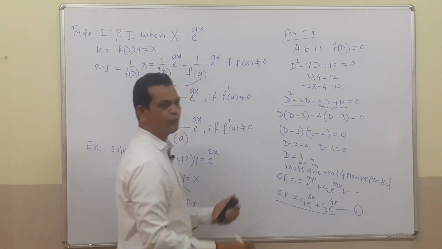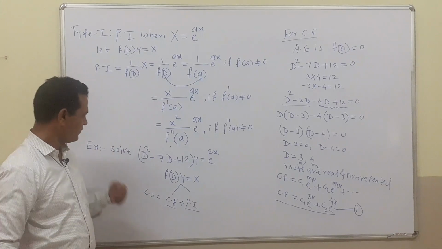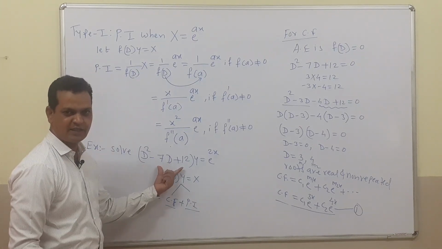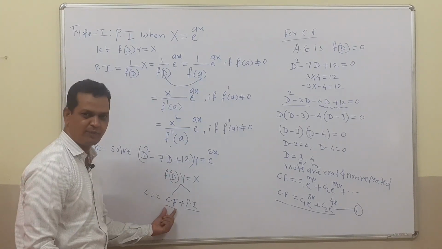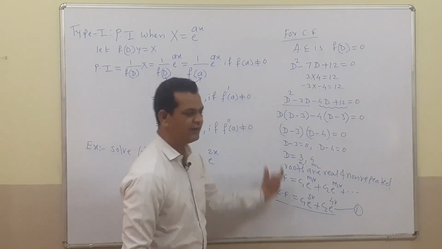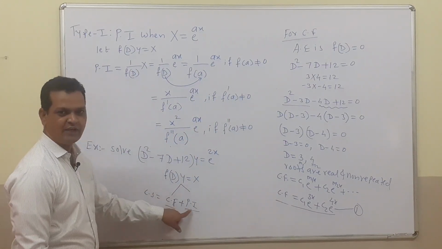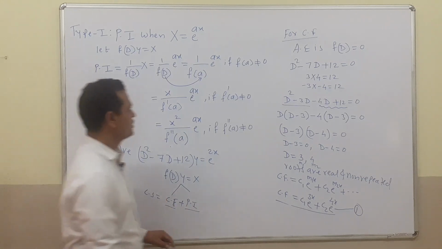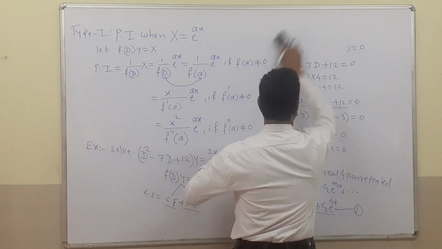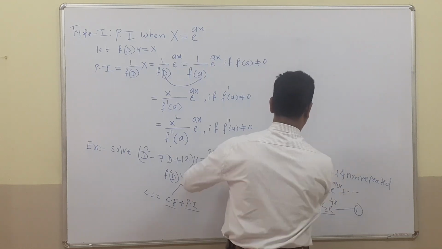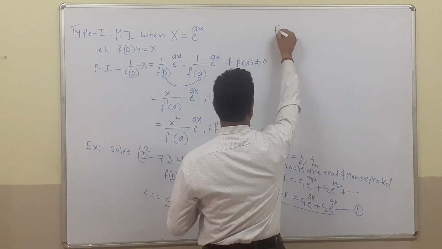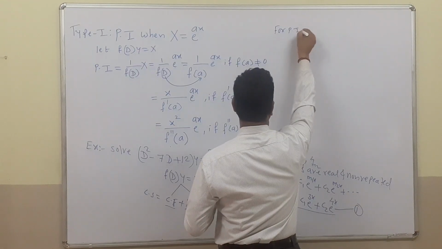So in this way we get the first solution of the equation. This is the equation, its first solution is the complementary function. Now the question is how to find the value of the particular integral. So now to find the particular integral, let's do the calculation.